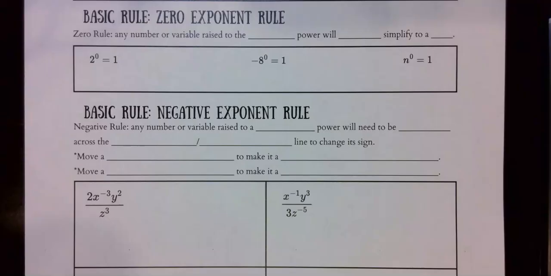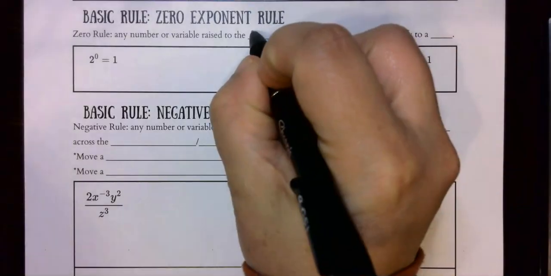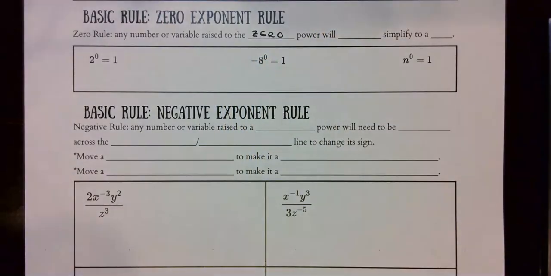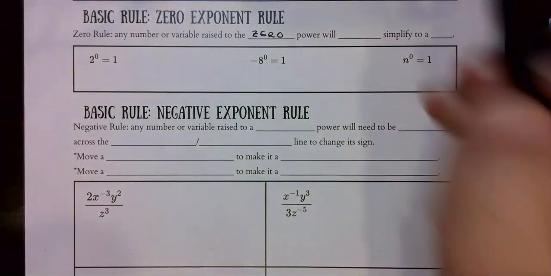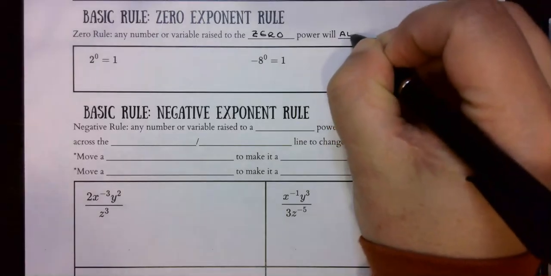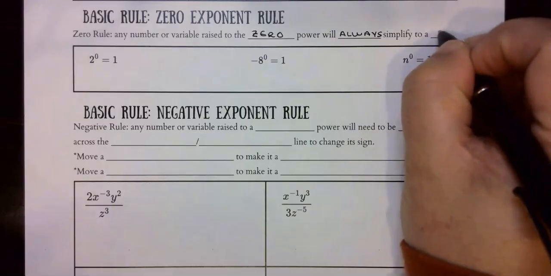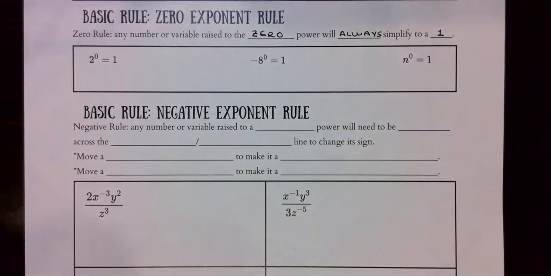So the rule says that any number or variable that is raised to the zero power, so I'm going to go ahead and write in a 0, any number, any variable raised to the zero power will always simplify to a 1. So notice that I have a couple examples here. I have 2 to the 0 power, and it is equal to 1. But don't take my word for it.